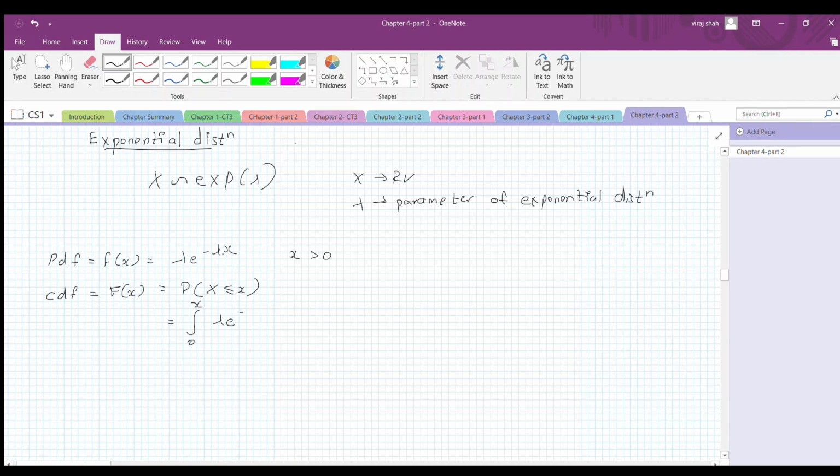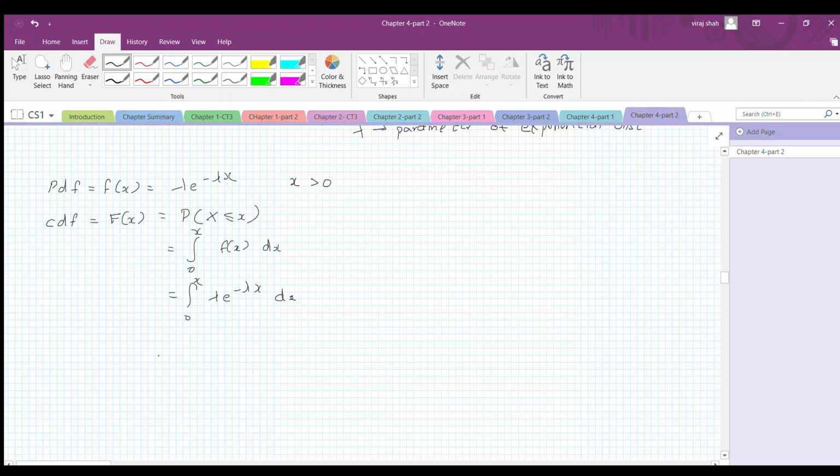So I can even write this as integral of f of x dx. Let's substitute the value of f of x. It would be nothing but lambda e raised to minus lambda x dx. Okay, so let's take lambda common. We are integrating with respect to x. X is in this term, not in the lambda term. So basically I can take my lambda common. Lambda times integration of 0 to x e raised to minus lambda x dx.